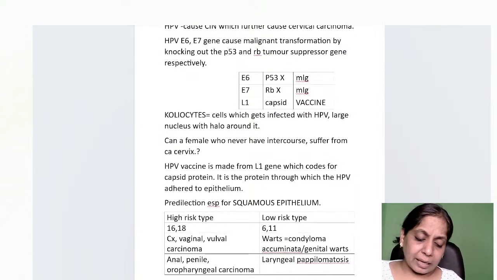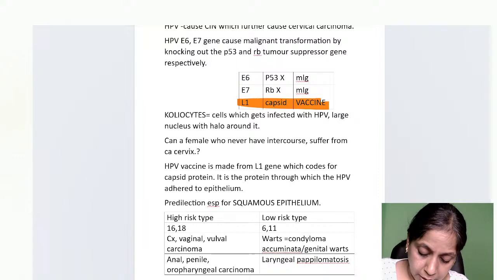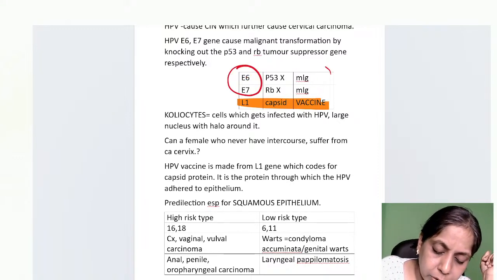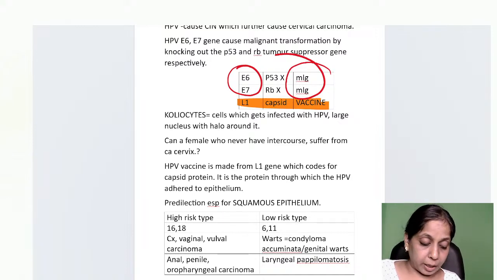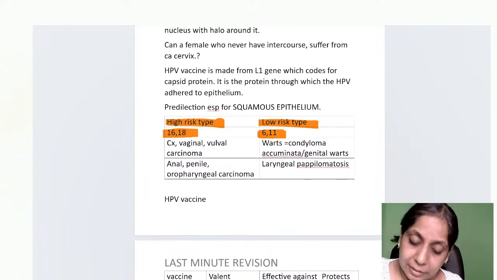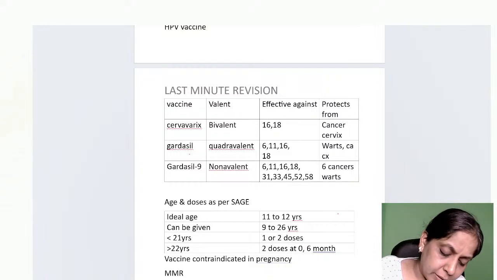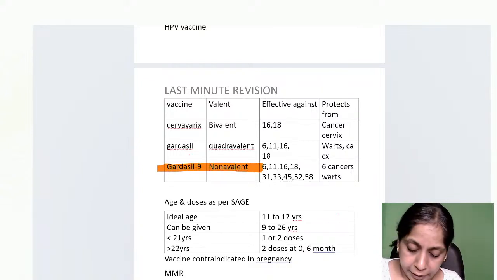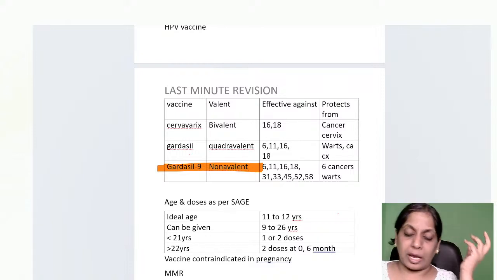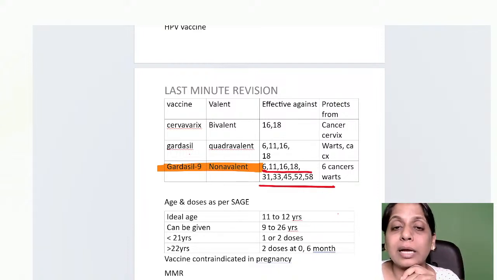Okay. So as far as the oncology is concerned, the HPV L1 gene is used for making the capsid protein, right? And its E6, E7 are responsible for the malignant transformation. The high risk types are 16 and 18, and the low risk types are 6 and 11. High risk types cause cancer, and low risk types cause warts and laryngeal papillomatosis. Right? The HPV vaccine is Gardasil 9, which is a nonavalent vaccine. Will we also be studying its doses? The 9 types in the vaccine are 6, 11, 16, 18, 31, 33, 45, 52, and 58. These are the nonavalent vaccines.